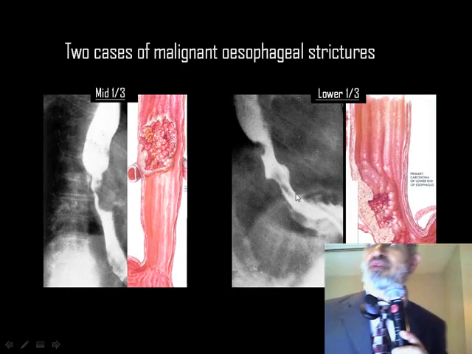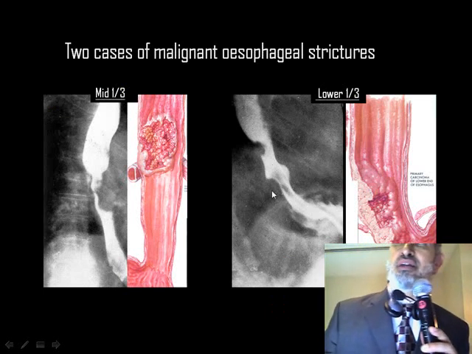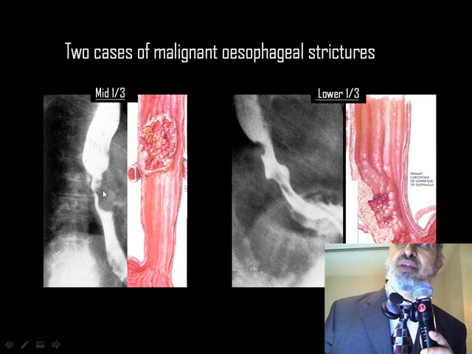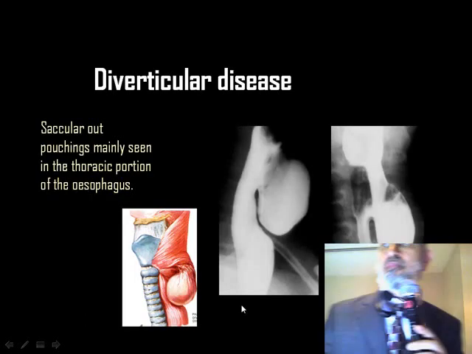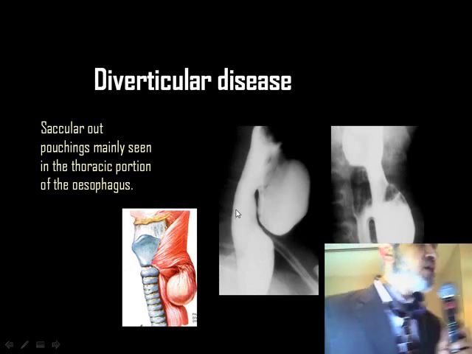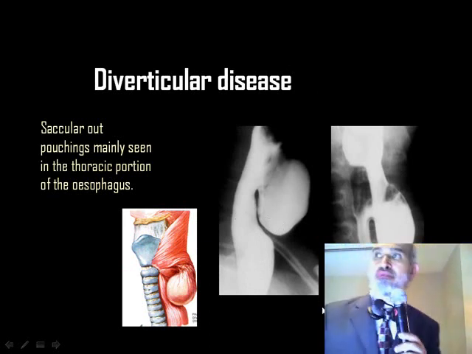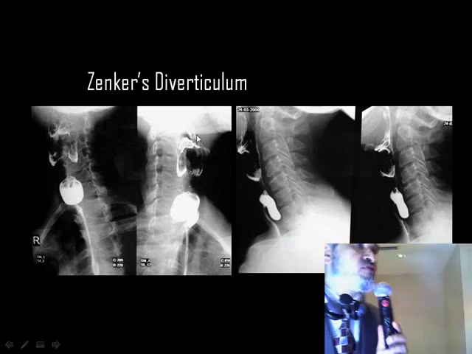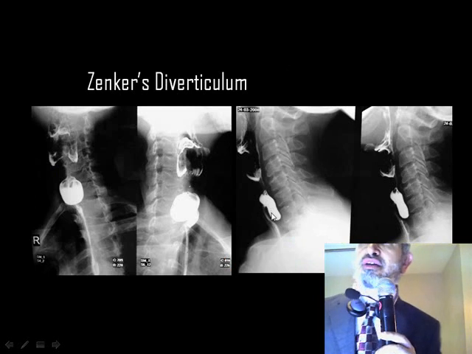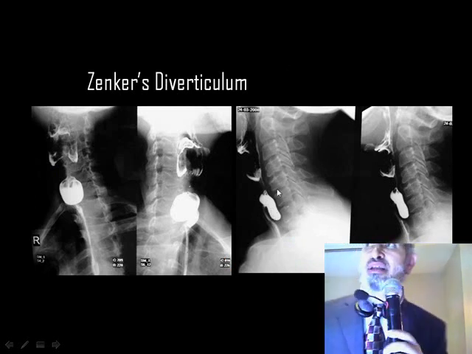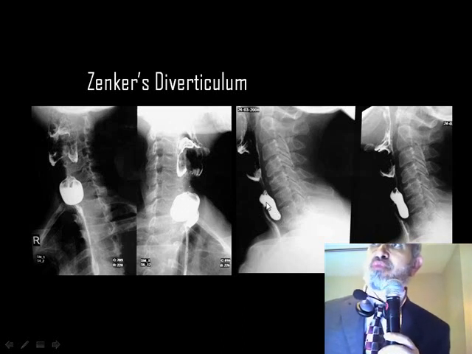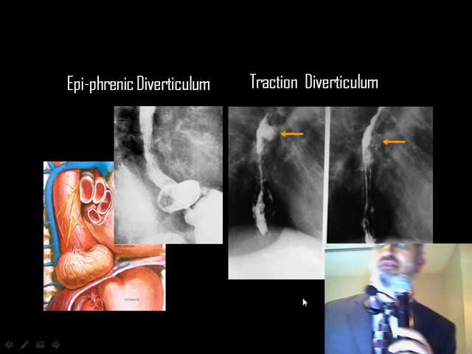Two different examples of esophageal malignancy, and this is another example in the middle part of the esophagus. Then what do we mean by diverticulum? Diverticulum is an out pouch of the lumen which is filled with barium, and you have three types of esophageal diverticuli. The first one, which is very famous, is the Zenker's diverticulum, which is seen in the cervical esophagus, and you can see a pouch posterior to the course of the esophagus.